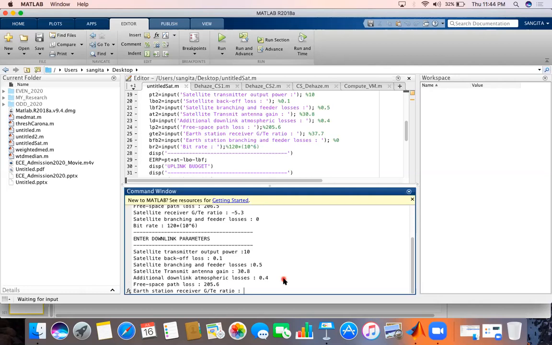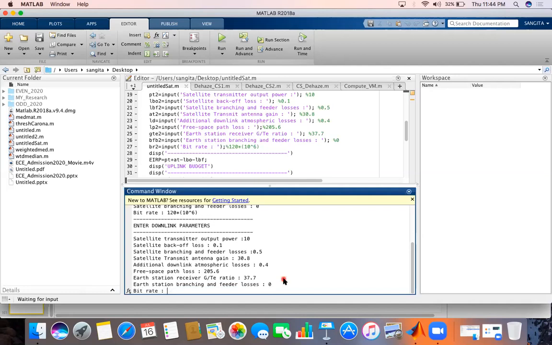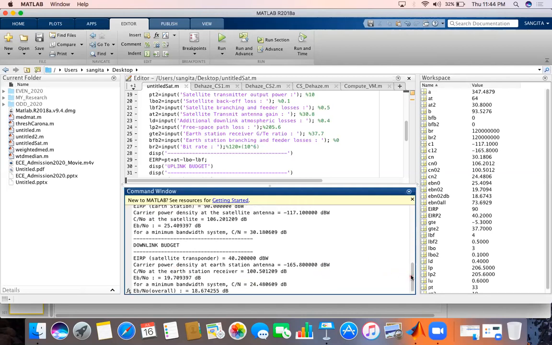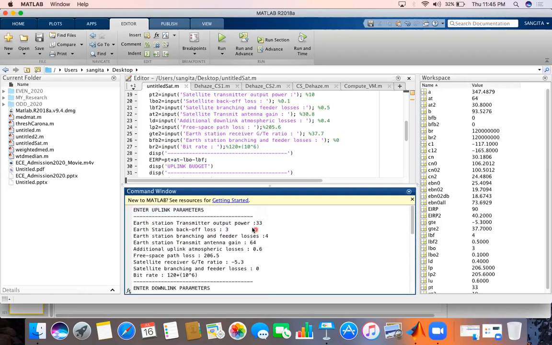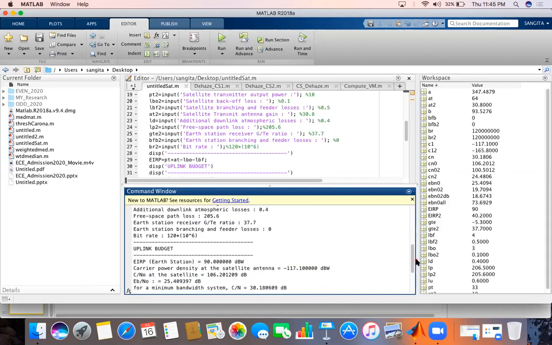G by T ratio 37.7. Earth station branching and feeder losses 0. Bit rate, 120 into 10 to the power 6, bracket complete. So this is the answer. These are the values we have entered. So the result is coming.